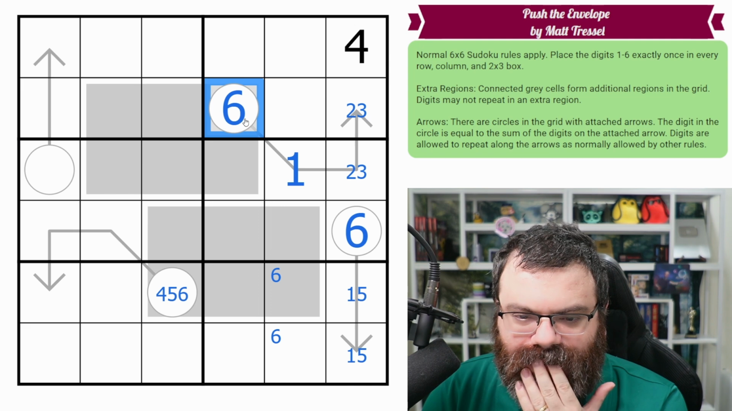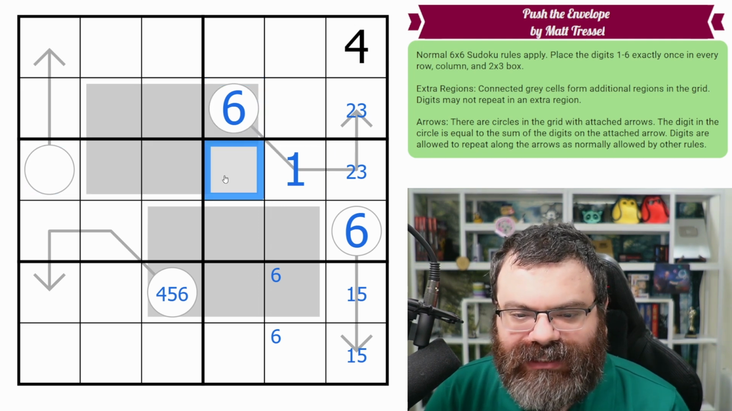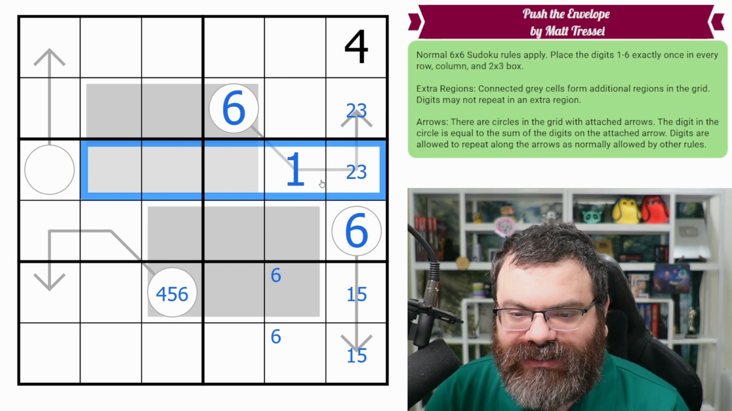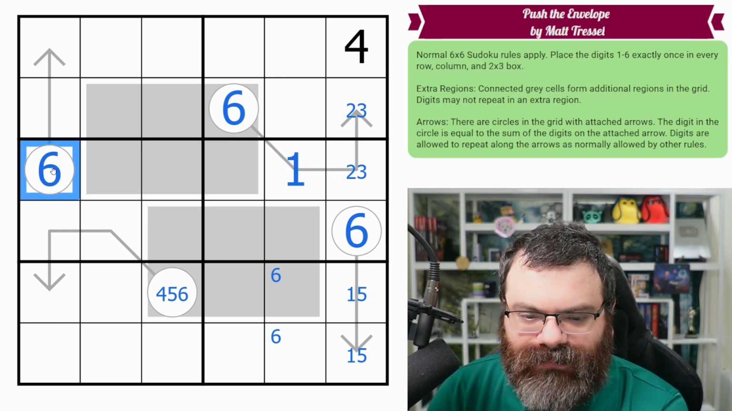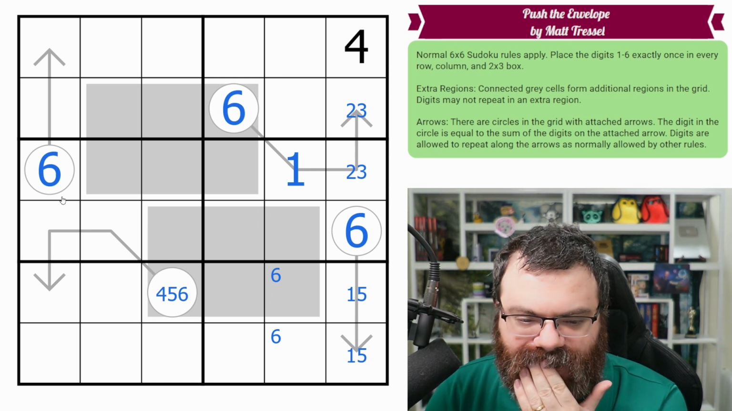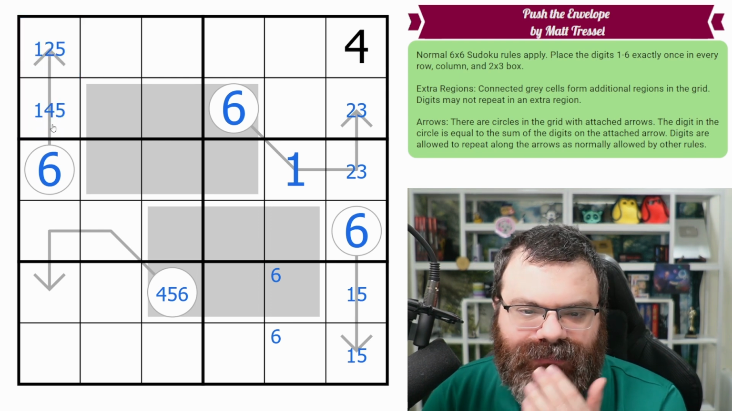Okay. Right, so now we have a 6 in this row, because this 6 takes 6 out of these 3 cells, because it's in the same extra region there. And these obviously aren't 6. So we can place this 6. Is every circle going to be 6? I think so. So how are we adding to 6 here? We could do 2 plus 4, or we could do 1 plus 5.